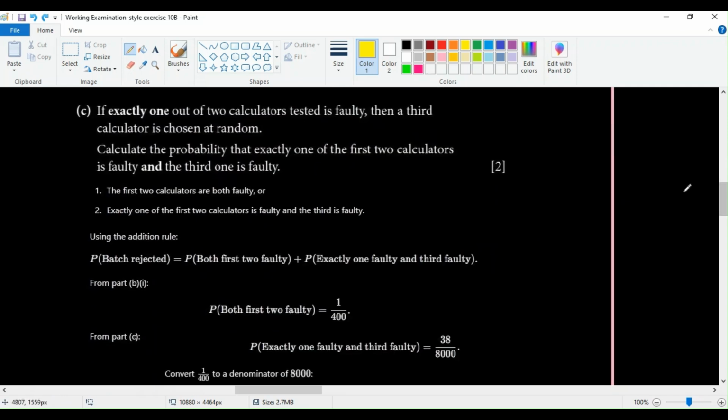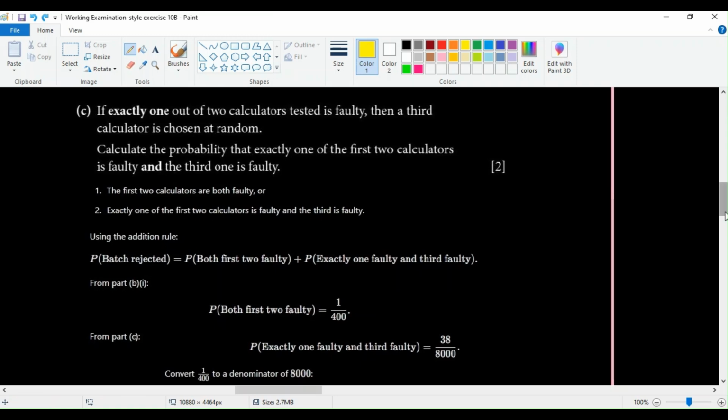Next part is, if exactly one out of two calculators tested is faulty, then a third calculator is chosen at random. Calculate the probability that exactly one of the first two calculators is faulty and the third one is also faulty. Now, two possibilities are there. The first two calculators are both faulty, or the second possibility is exactly one of the first two calculators is faulty and the third is faulty.